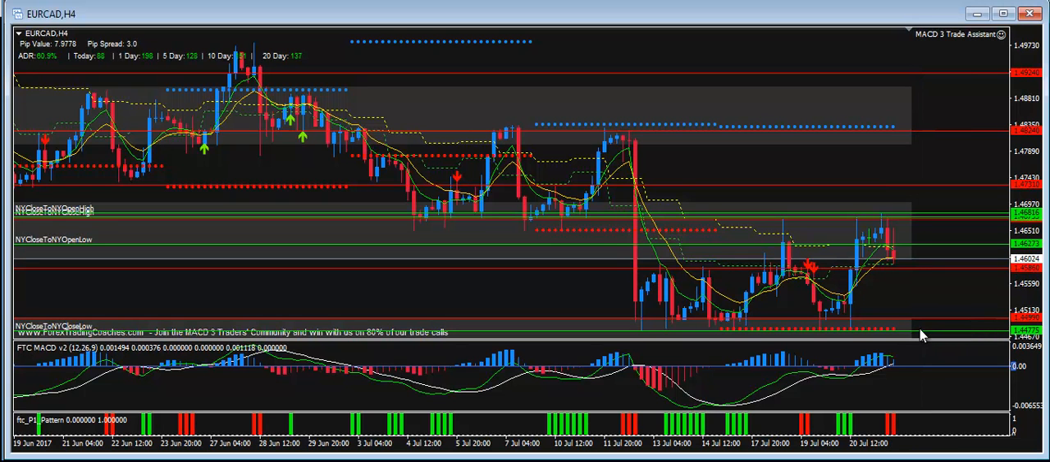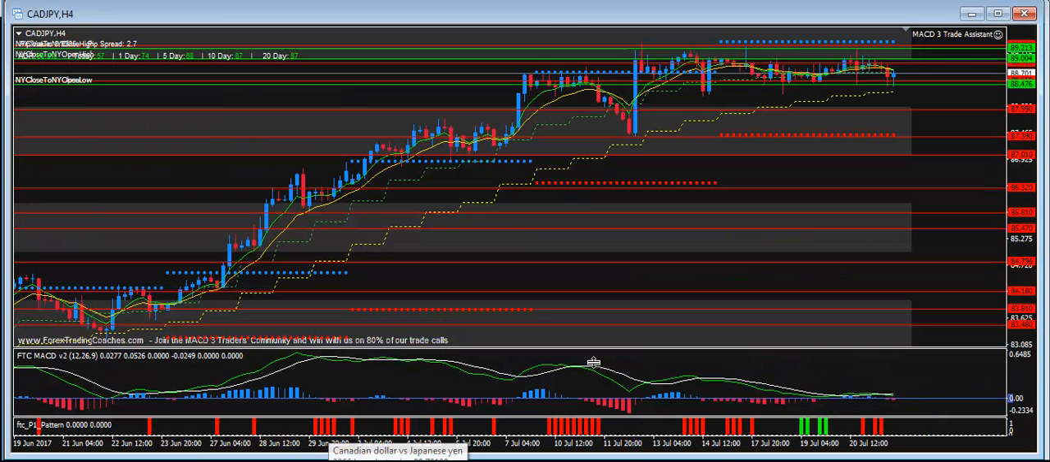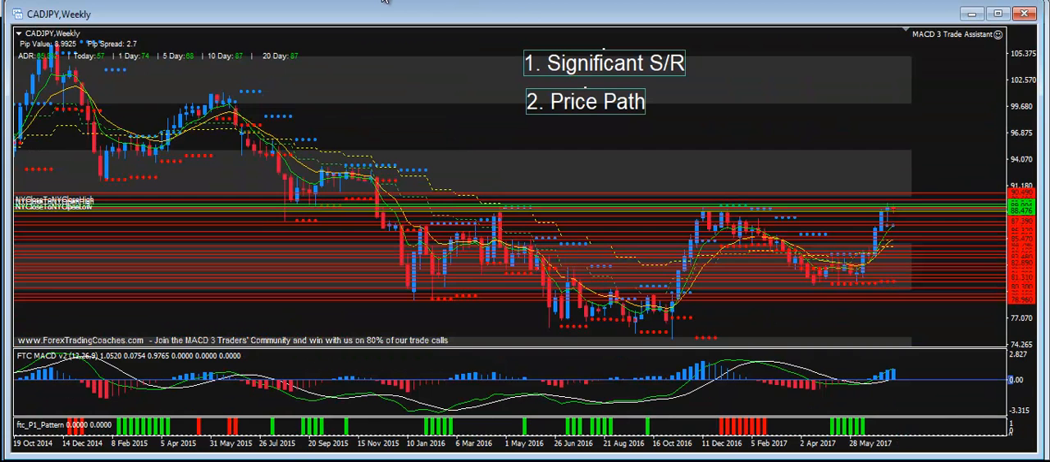All right, so we've talked about the CAD yen, the Aussie CAD, and the EURCAD. Mark those pairs down and keep an eye on those tradable opportunities. And also continue to pay attention to your price path and your levels of support and resistance, because this is where all trades begin, support and resistance, and end, and the price path tells you how it might travel to get there. You want to put these two tools into your tool belt.